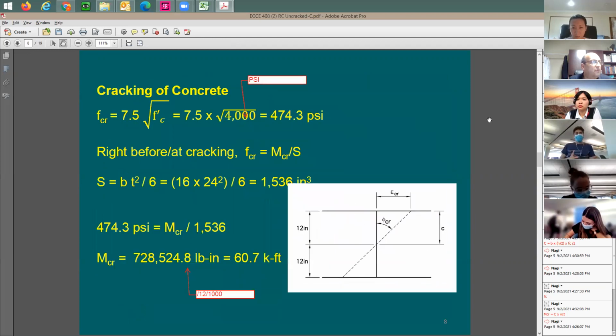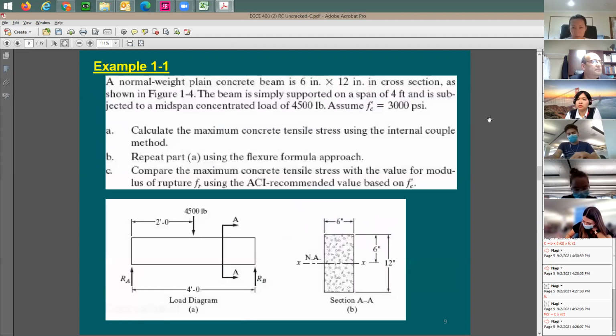So now let's move forward and look at the other example. We have this example 1-1. They give us here a beam, and the beam section is going to be 6 by 12. Let's say normal weight plain concrete, which means no reinforcing. So I don't know exactly what I should expect when it comes to the weight, but we're going to see in the solution. Could be maybe 150 pound per cubic foot, or maybe 145. Both of these two values can be accepted.